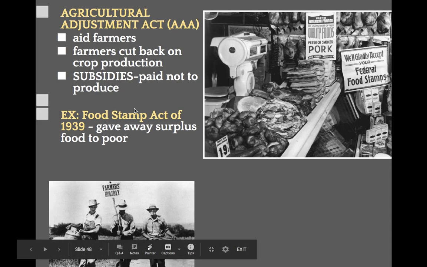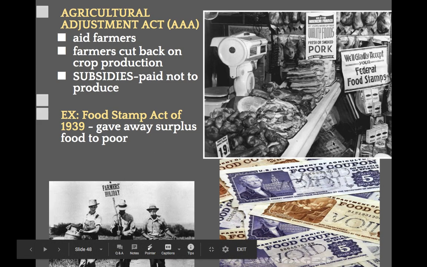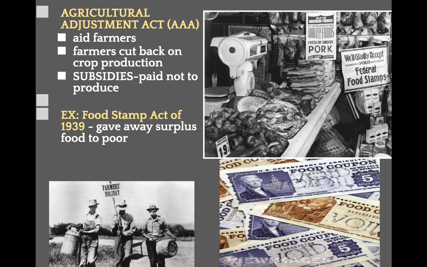Okay. Another level of that is going to be the Food Stamp Act, and this is giving away surplus food. So you would get like a food coupon that you could come back and redeem. And this is the first stepping stone to what we see kind of like welfare food stamps today. But remember, this is the first time that the federal government is getting involved in people's lives like this, or giving direct relief and direct support.